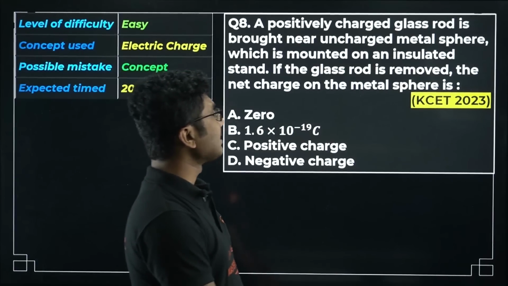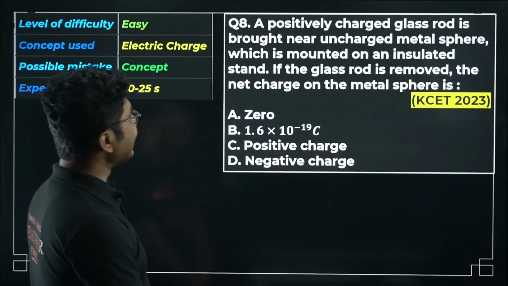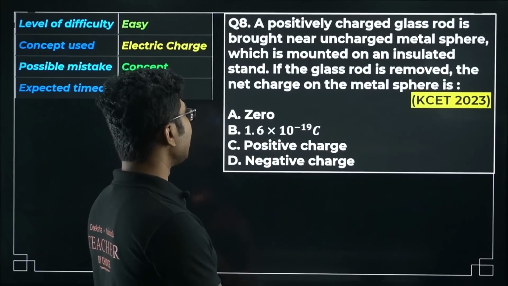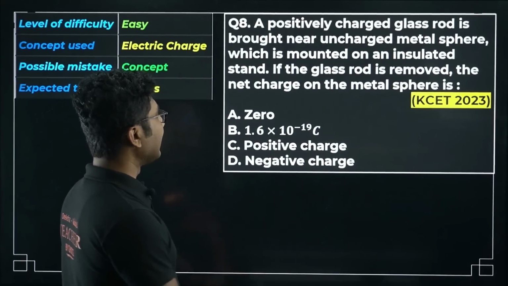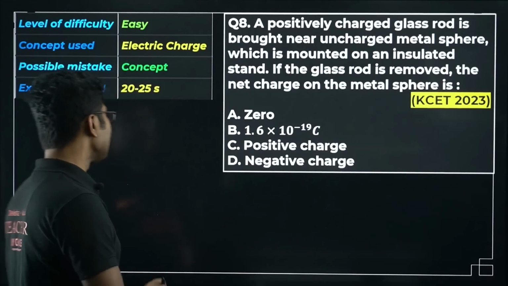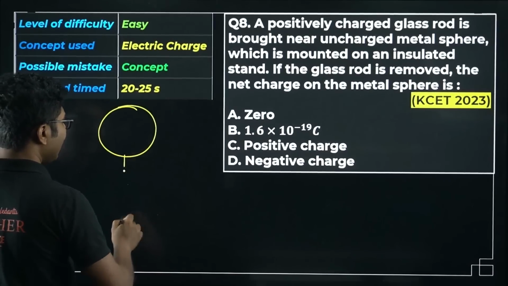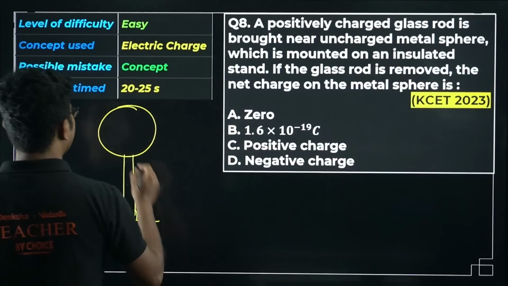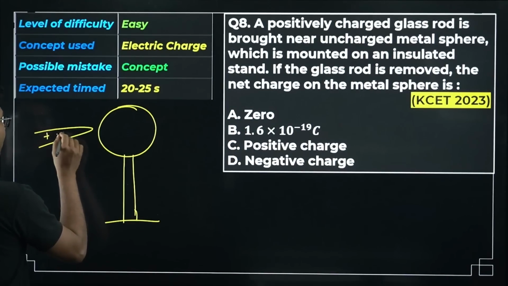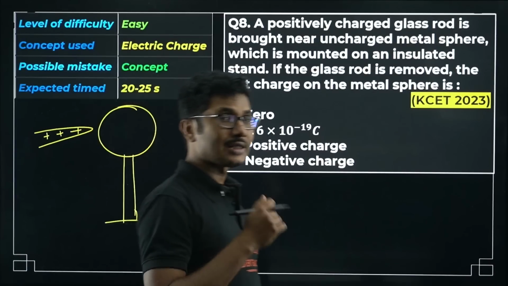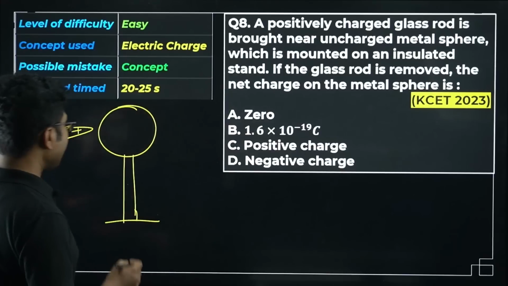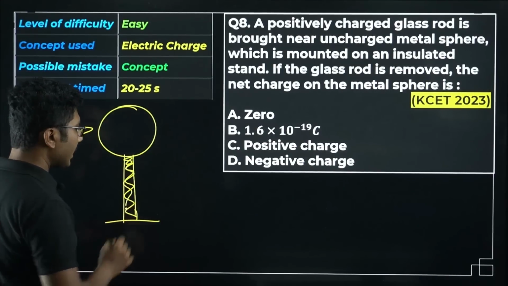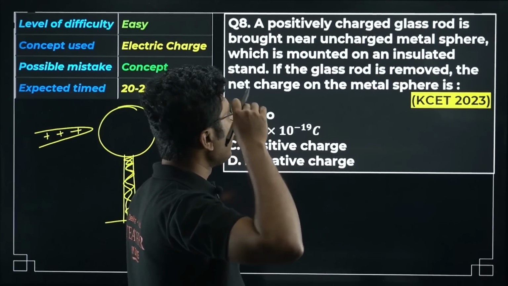A positively charged glass rod is brought near an uncharged metal sphere which is mounted on an insulated stand. If the glass rod is removed, the net charge on the metal sphere is... very confusing but very easy question. So the positively charged glass rod is brought near an uncharged metal sphere. This is insulated, so for example it is a wooden stand. Now the glass rod is removed.